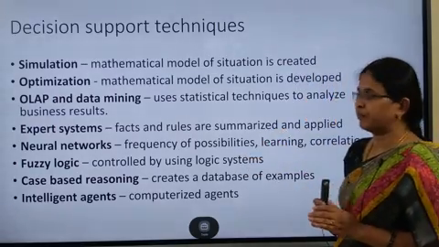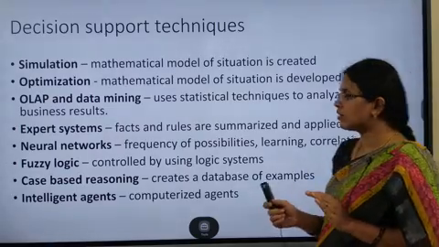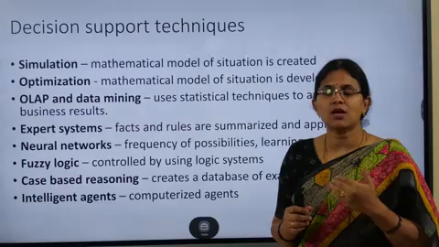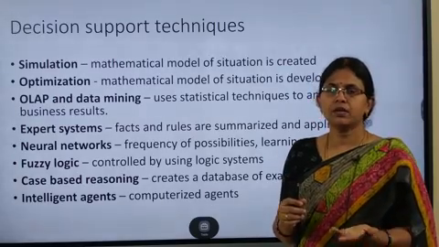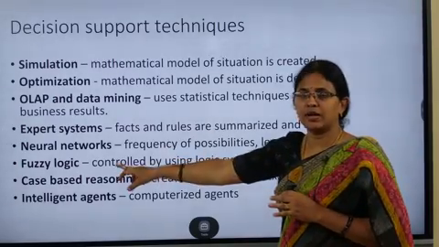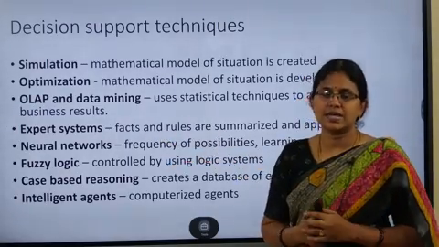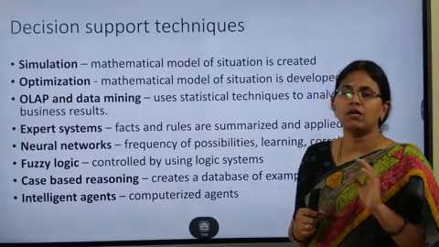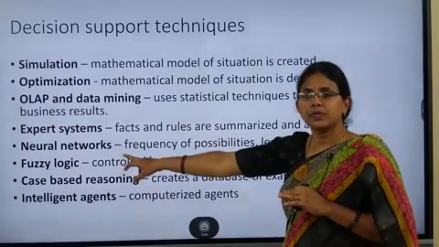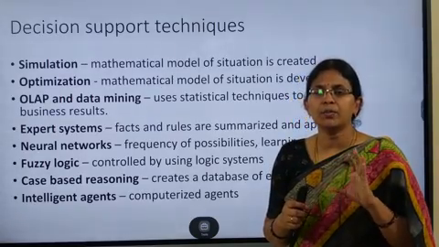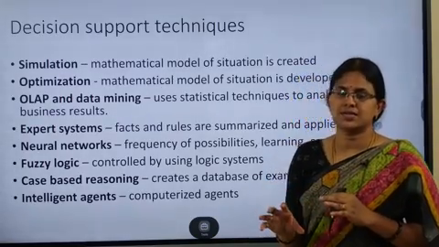Next one, neural network. It completely talks about frequency of possibilities. It means what is the chance of occurrence of an outcome, so that is dealt with by neural networks. Not only that, if any learnings, correlations or regressions are there, those are already done with neural networks. Fuzzy logic, it is completely controlled by using some logic systems.